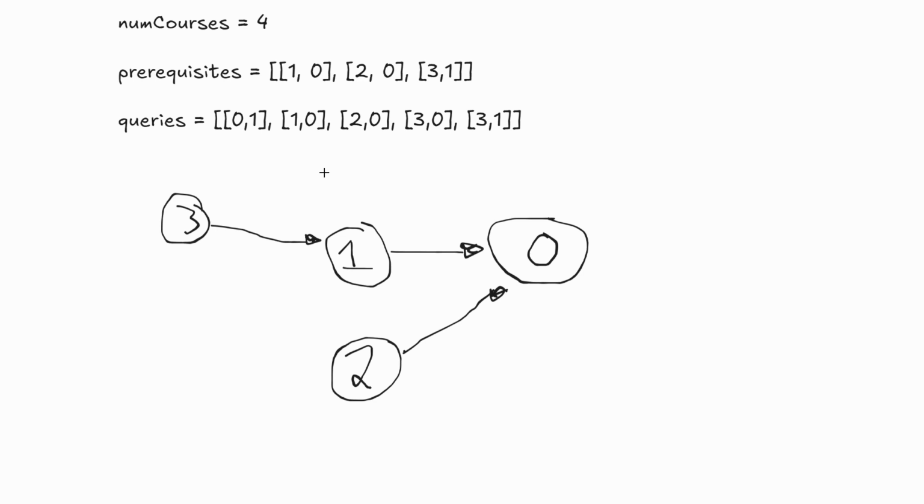So let's say the first query here, so it's going to be asking us, is 0 a prerequisite of 1? So we're going to check 0, and we're going to say, hey, is 0 a prerequisite of 1? We look at 0 and all of 0's prerequisites. So in this graph, as we've seen, 0 has actually no prerequisites. So actually 1 is a prerequisite of 0, but 0 is not a prerequisite of 1. So this is not going to return true. As you can see in this example here, it's actually going to be false.